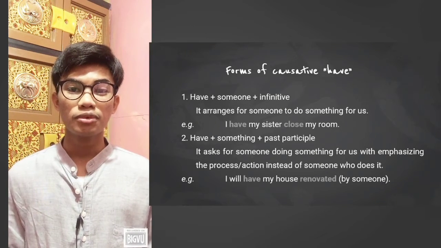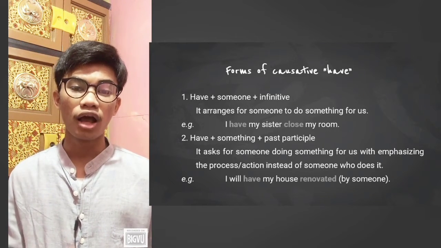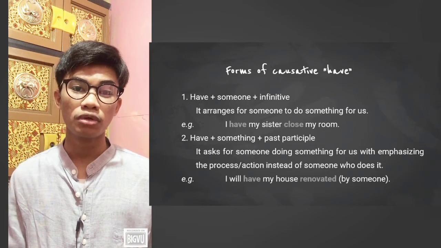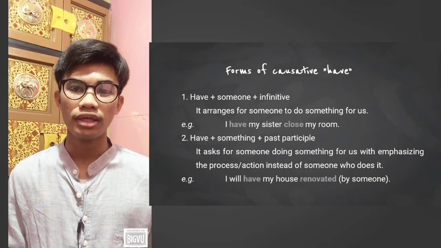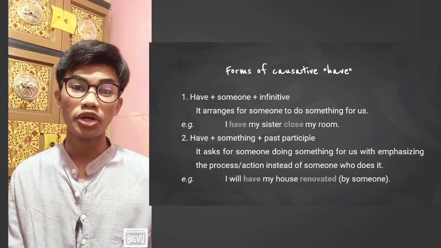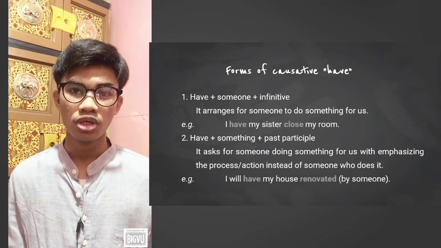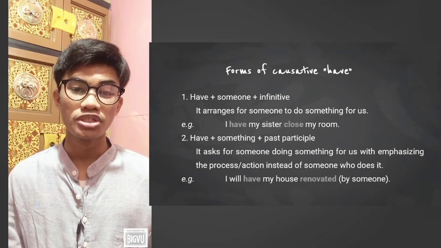So let's move into the forms of causative have. Forms of causative have are divided into four types or four kinds of forms. So the first one is have plus someone plus infinitive or bare infinitive without to. So it means that we arrange for someone to do something for us.